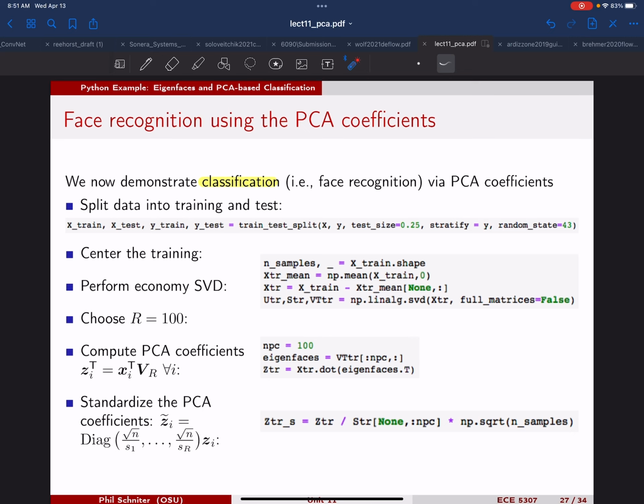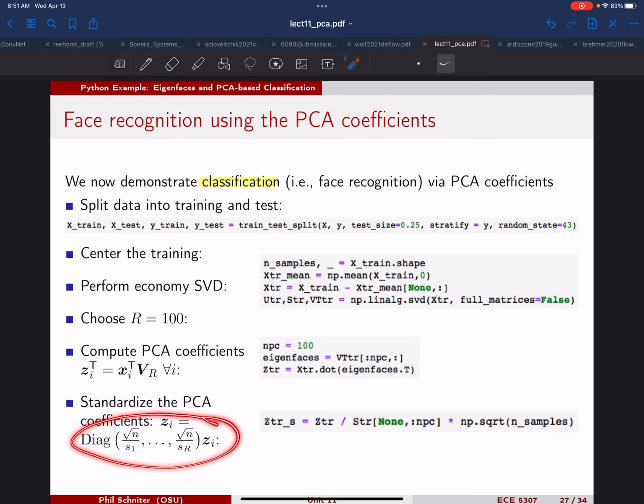And then it's very easy to compute the Z's. You just take your training X matrix and you multiply it times your eigenfaces transposed, your V transpose transpose, and you get your Z matrix. The last step is standardization. We have to take Z, divide by the singular values, and then multiply by the square root of the number of samples.